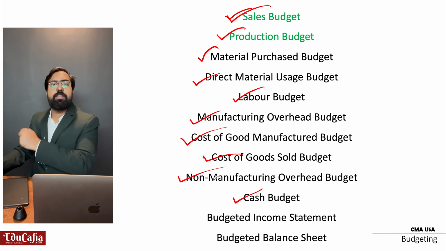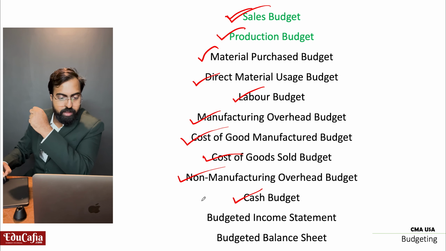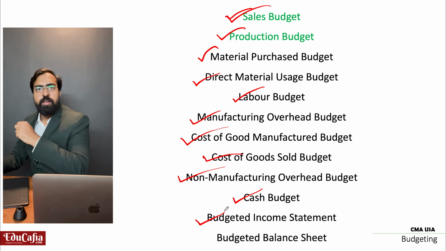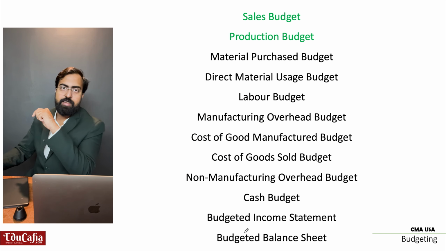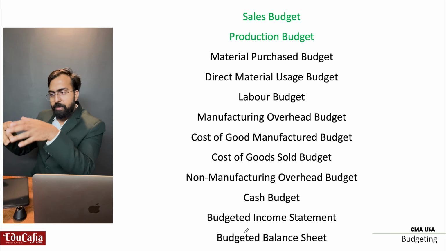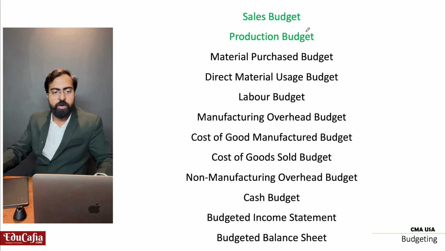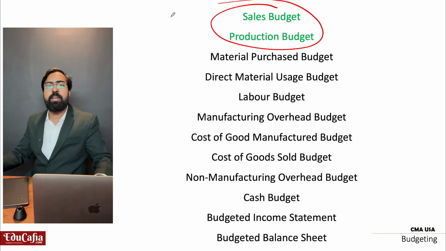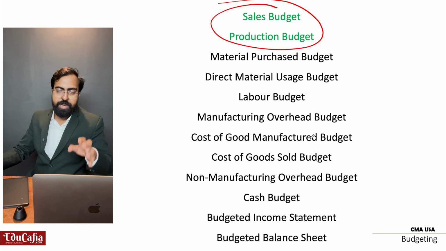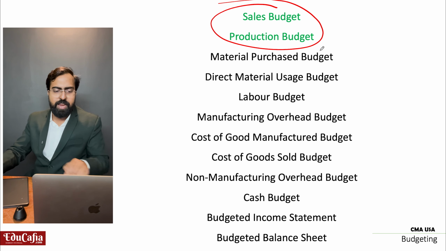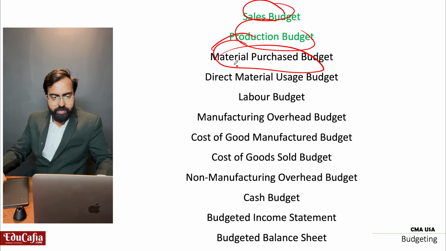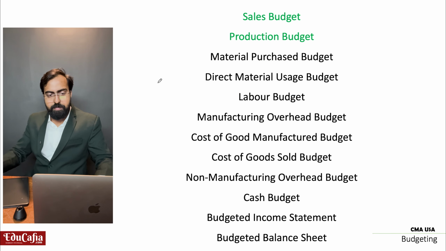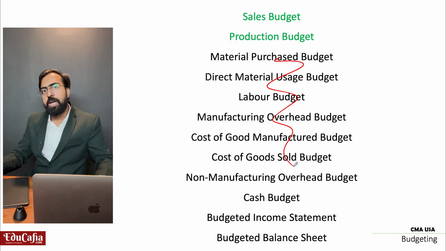Then we need to know whether it is loss or profit. That is the budgeted income statement. Then we will prepare the budgeted balance sheet. So this many budgets we are going to prepare in coming videos. In this video we are going to prepare the sales budget and production budget. So every video is connected. With this sales budget, we will make the production budget, then the material purchase budget, then the direct material usage budget. So in between, if you skip any video, it will affect future videos.